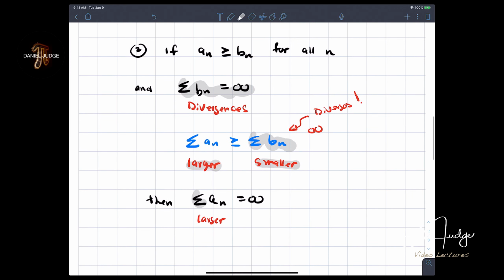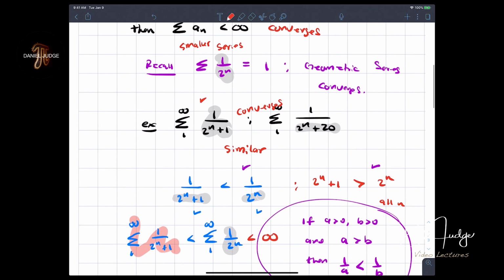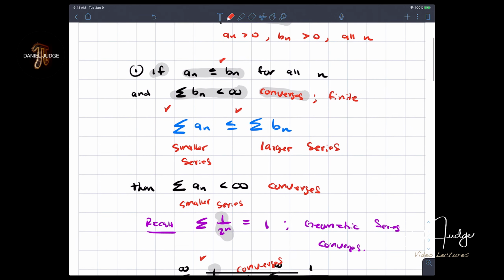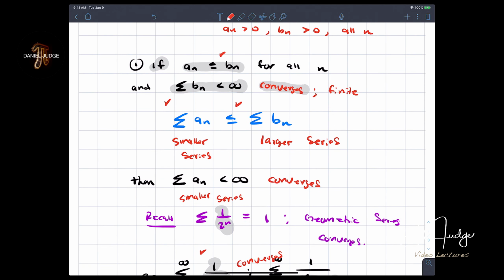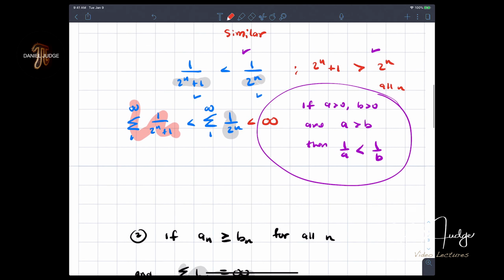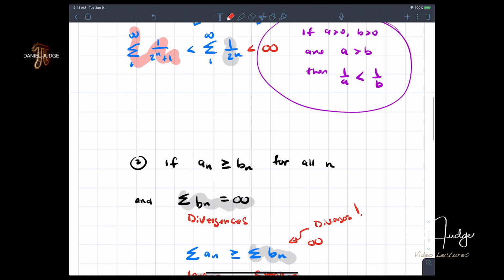There we go. And that's kind of how I remember it. Smaller series diverges, then the larger series diverges. Okay, so you can write that down as well. Over here, if the larger series converges, then the smaller series converges. And I could show you another example of this divergence.